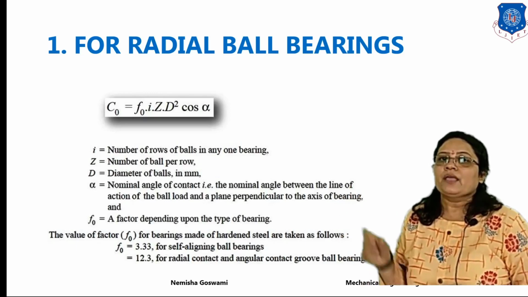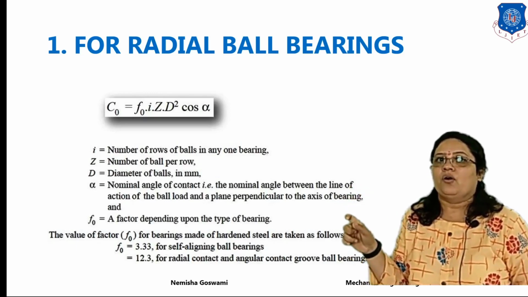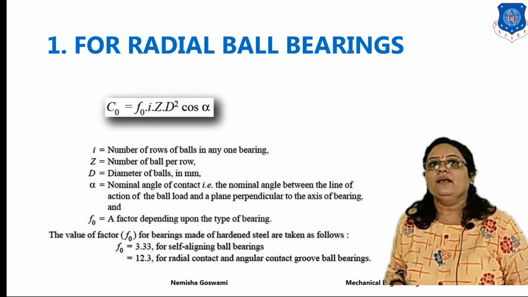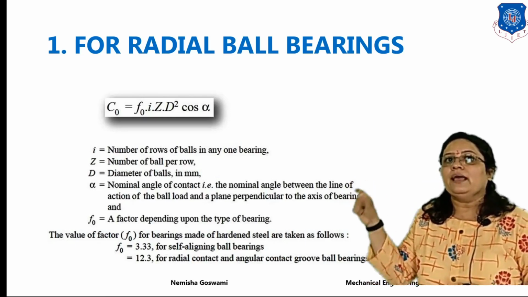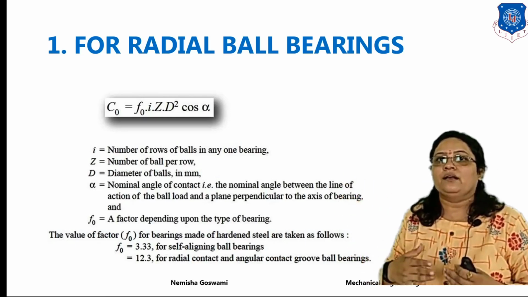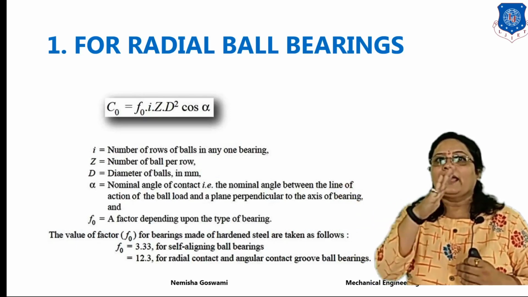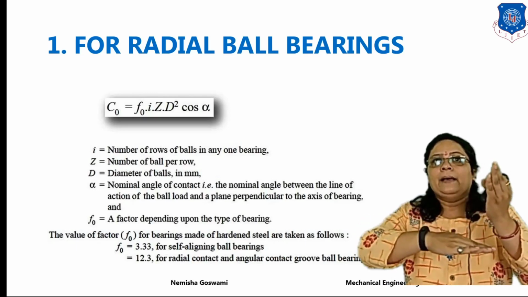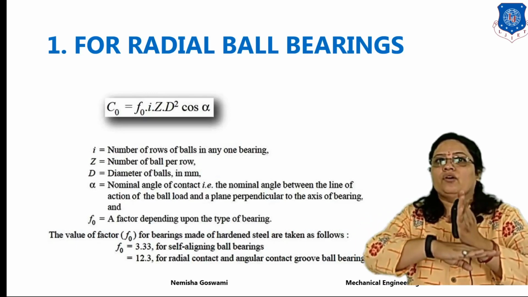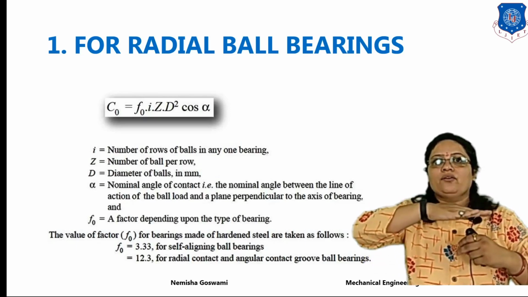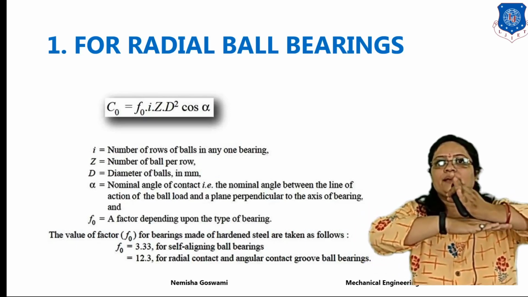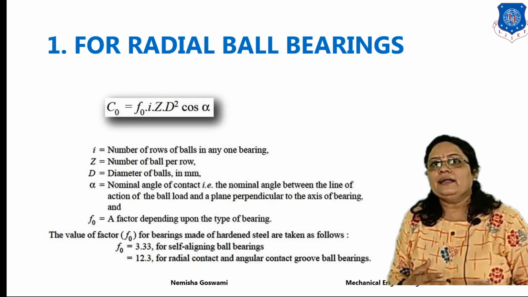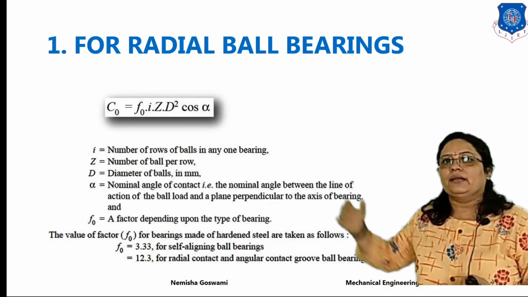Alpha is the nominal angle of contact. What is the nominal angle? It is the angle between the line of action of the ball, for example this is the line of action of the ball, and the plane perpendicular to the axis of the ball bearing, for example this is the plane where the ball bearing is acting. That angle is known as the nominal angle.